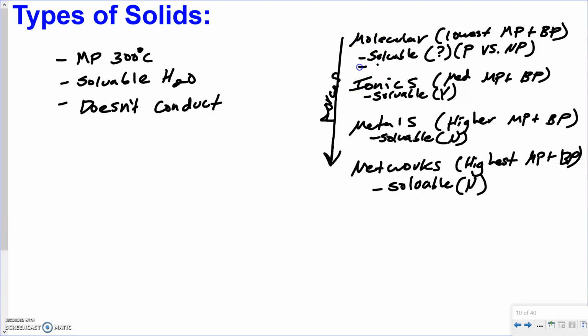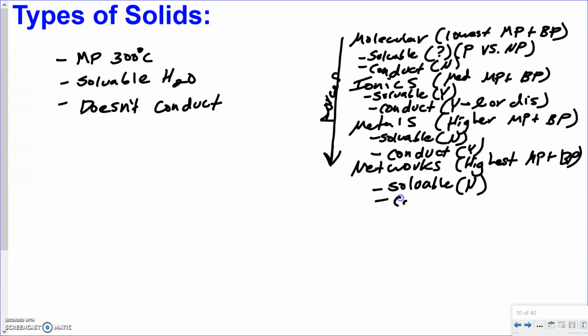Okay, the next thing is conductivity. Again, I apologize for the weird baby noises. Conductivity, can it conduct? For molecular solids, that is a definitive no. For ionic solids, remember that is a yes, but only in the liquid or dissolved state. Basically, you need to memorize or get the basic gist of these properties. Metals, can they conduct? Yes. And network solids, can they conduct? No.